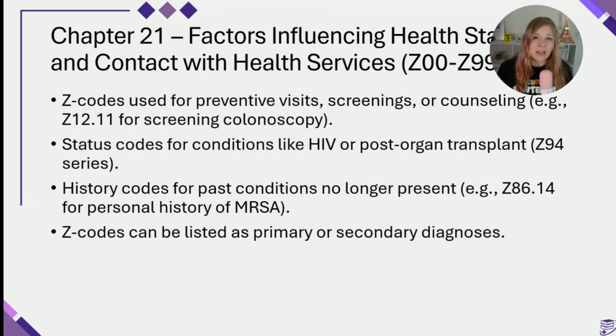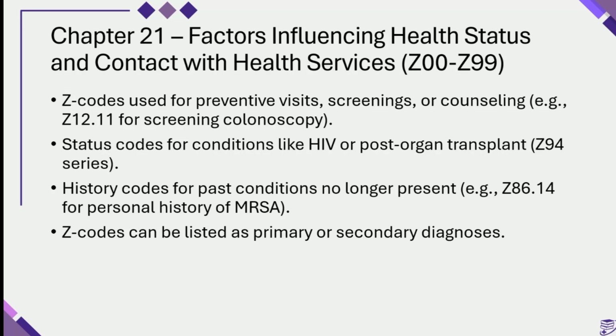Now, Chapter 21 is all about the Z codes, and those are used to document factors influencing health status and contact with healthcare services. So these are things like your screening services, preventative, family history codes, you've had an organ transplant. So things that might not necessarily be you have a diagnosis, but like we want to track this or provide a reason for these healthcare services. So Z12.11, for example, is for a screening colonoscopy.